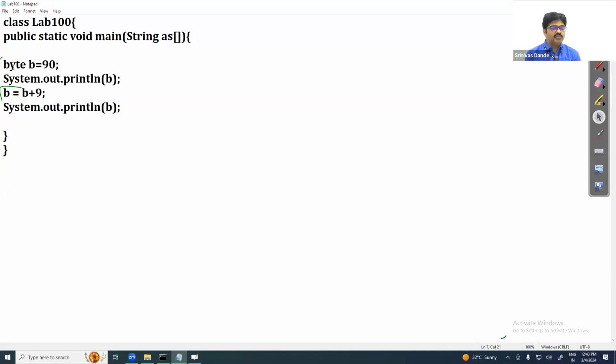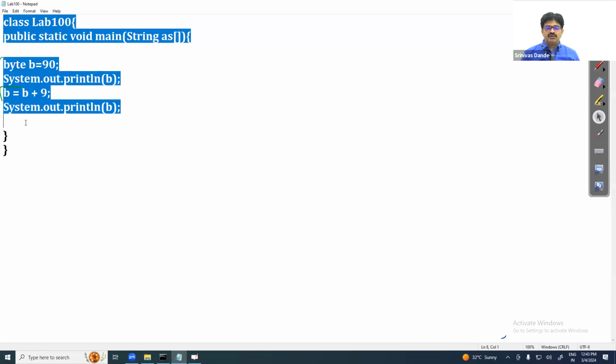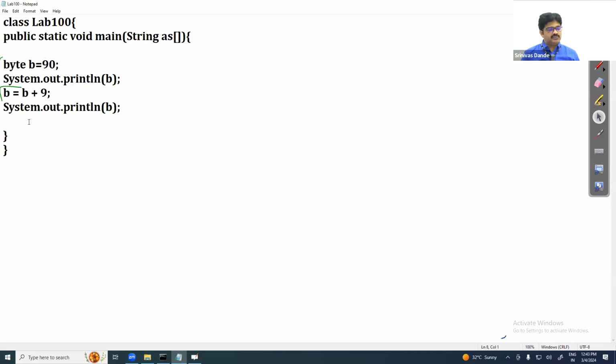I am not using compound assignment here. Is this a compound assignment? No. I use two operators separately. Separately plus used, separately equals used, regular. Okay, you tell the answer, guys, now. Will it compile or not? If so, what is the output?